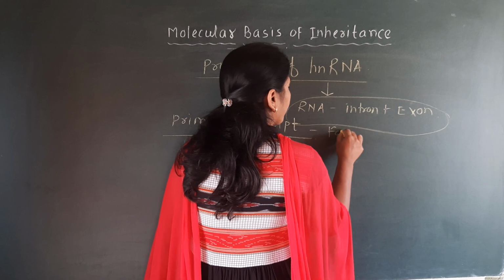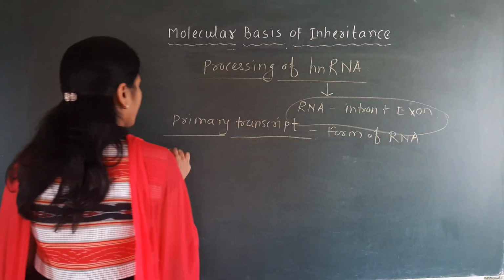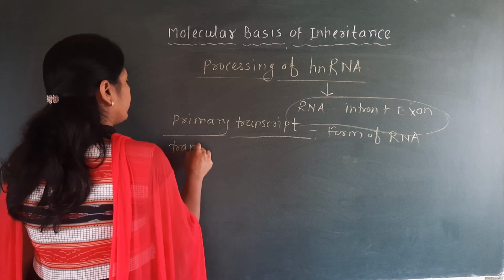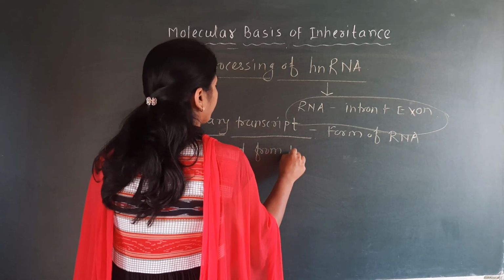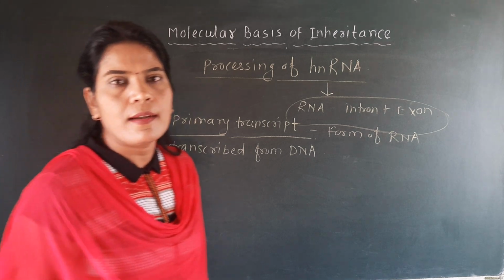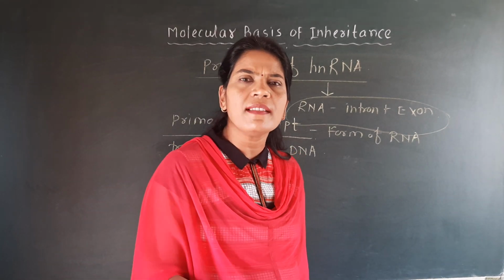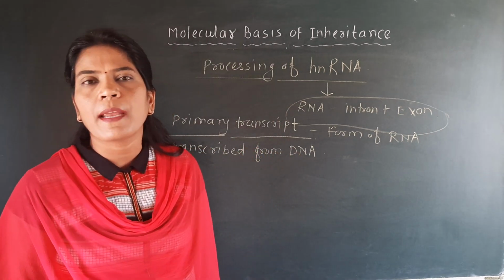Form of RNA transcribed from DNA, that is called the primary transcript. That means the RNA which is formed from the DNA is called the primary transcript.